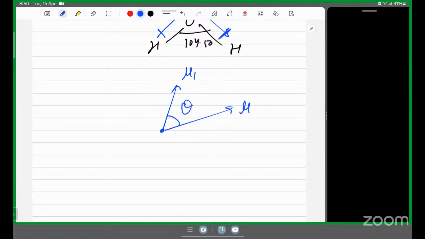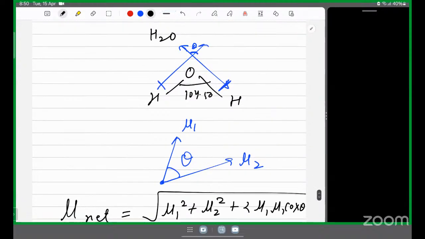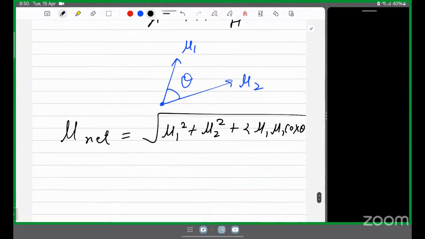Let's say this is mu1, this is mu2. So it will have a certain net dipole moment mu, which can be given by root of mu1 square plus mu2 square plus 2 mu1 mu2 cos theta. Understood? So H2O is an example in which covalent bonds are polar in nature and the molecule is also polar. On the other hand, CO2 is an example in which covalent bonds are polar in nature but the molecule is non-polar. Understood? Any doubt?